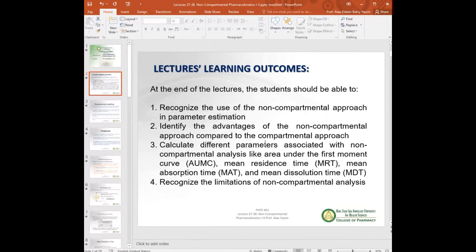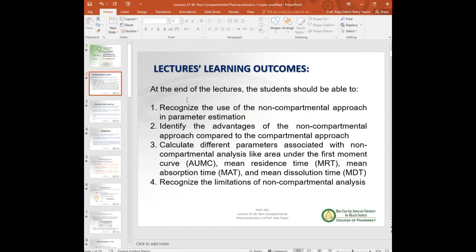Also, parameters like clearance, and the volume of distribution at steady state. These are also methods to estimate new useful pharmacokinetic parameters. Also, we will give the limitations of this system and the drawbacks, the issues that this system cannot cover or cannot be helpful in defining.